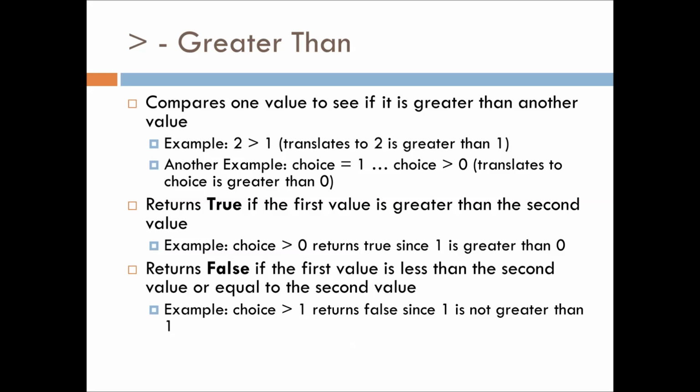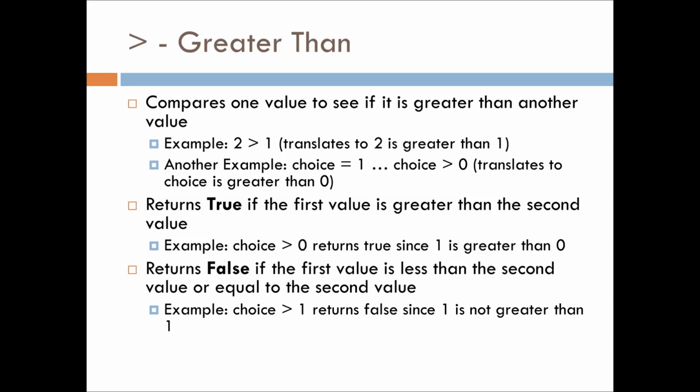Alright, greater than. So you're comparing the value on the left side and seeing if it's greater than the value on the right side of the symbol. So the examples I have here, you are comparing 2 and seeing if that's greater than 1, which yes, that is greater than 1. In another example, we have choice equal to 1, and then we have choice seeing if that's greater than 0, and yes, again, it's greater than 0. So, returns true if the first value is greater than the second value. So, if we assume choice is 1, choice greater than 0 returns true since 1 is greater than 0.